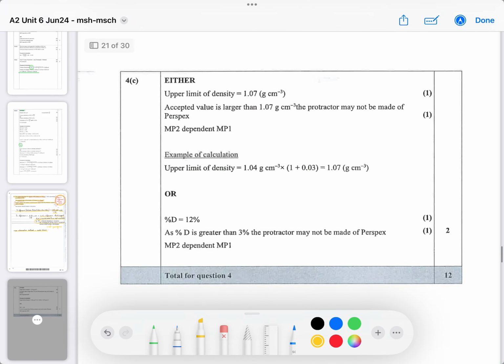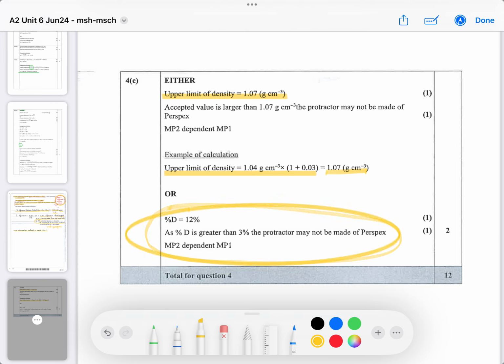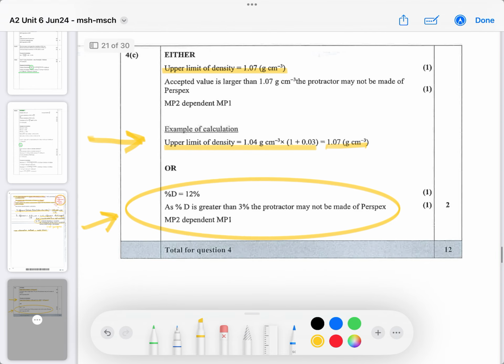So there they've worked out 3% will give you an upper value of 1.07 if you add the 3% onto it. So 1.04 plus 3% of 1.04 gives you this. Or they do my method, which is 12% difference. To me, this one makes more sense, but this one is just as valid. Okay? And then you compare the values and you get your 2 marks. I hope that makes sense to you.